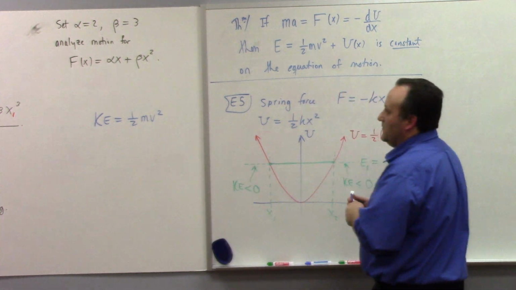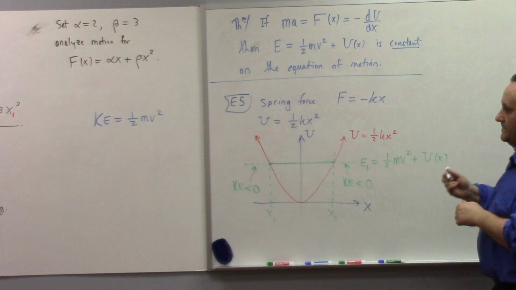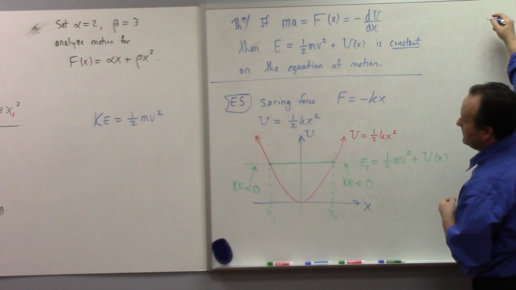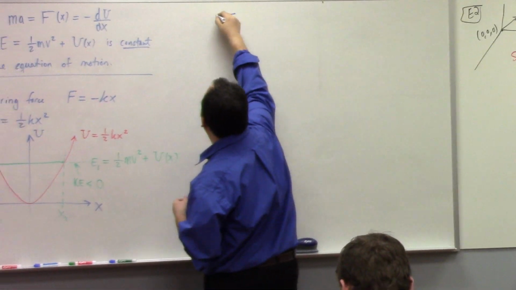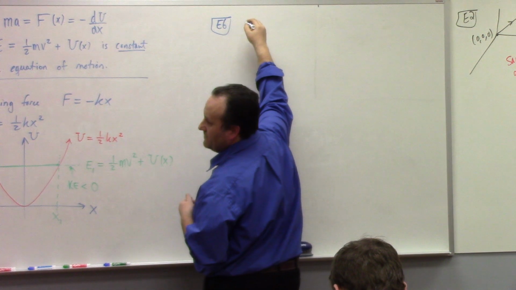How would this analysis go for our example 4? So we've got, what did we say our U was?